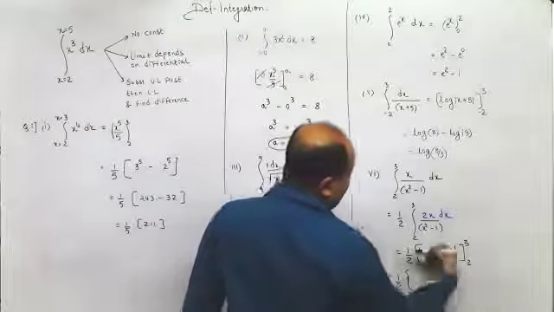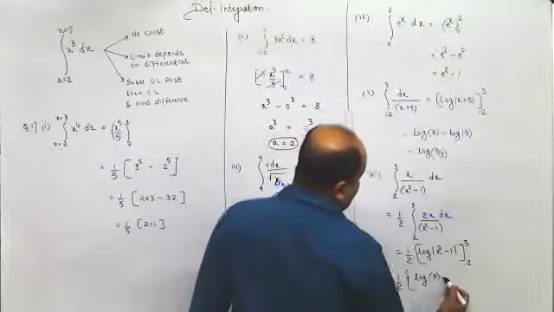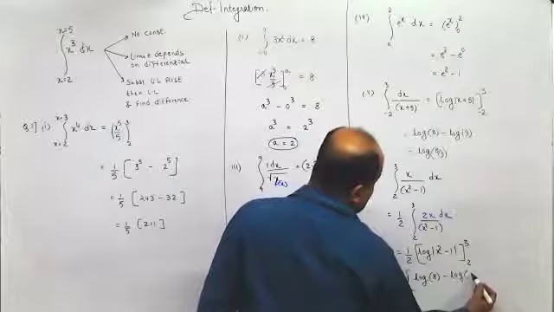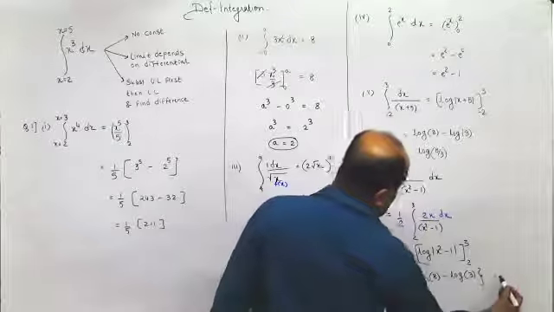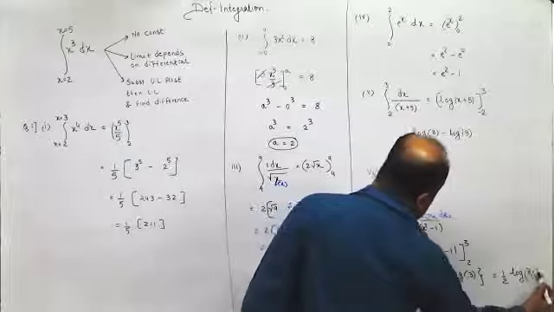1 upon 2, first substitute the upper limit. You will get 3 square, 9 minus 1, 8. And minus log of 2 square minus 1, that is 3. So this is 1 upon 2. This is log a minus log b, that is log 8 upon 3.